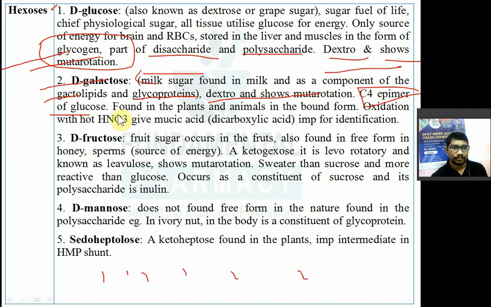Galactose is found in plants and animals in the bound form. It is not present in the free form. Galactose does not remain in the free form. Galactose is always found in the bound form.